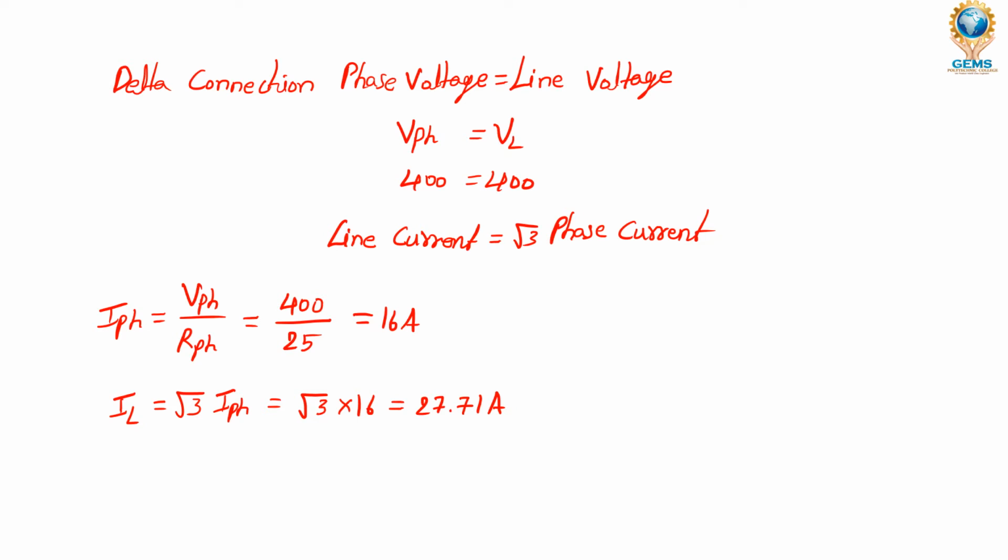First we drew the diagram for delta connection. After that we found phase voltage and line voltage. As it is delta connected, in this delta connection, phase voltage is equal to line voltage, line current is equal to root 3 times of phase current. So based on these two, we have calculated the phase current and line current.